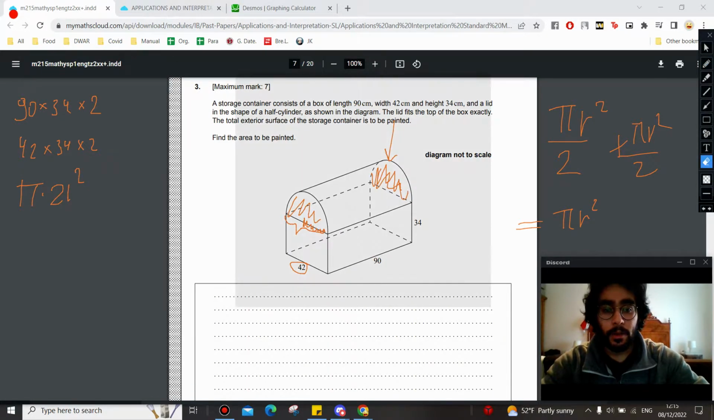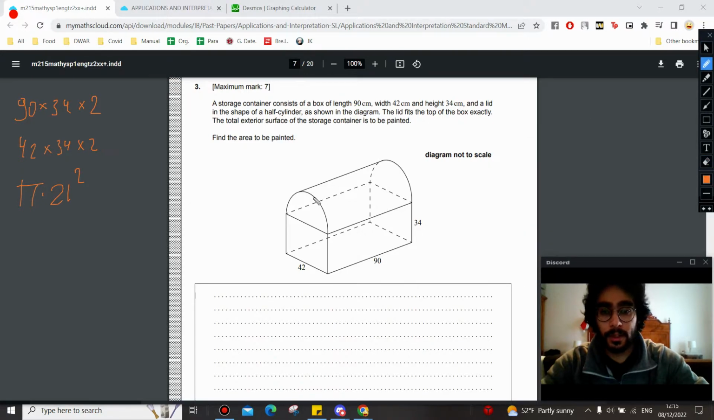Okay, one final thing is left. We have to find the area of this cover. Well, how can we do it? We have to multiply the length, which is this, okay, with the width of this half cylinder, which is this one, okay. How do we do this? Well, 90 is 90. There's nothing we can do about it.